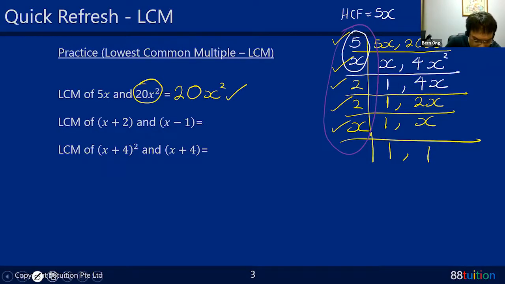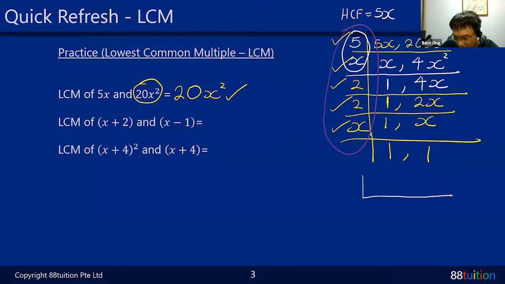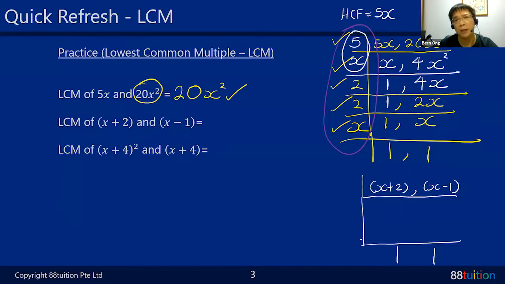Can. That's why this method is so important in your Sec 1. But many of the students say, I do so many of the same kind of questions until you get so frustrated. Correct or not? Correct. I totally understand. So how? Remember your objective for LCM is to get 1, 1. That is your objective. So x plus 2, divide by what? x plus 2, because they are one set. So you purposely divide by x plus 2. So x plus 2 divided by x plus 2, you get 1.